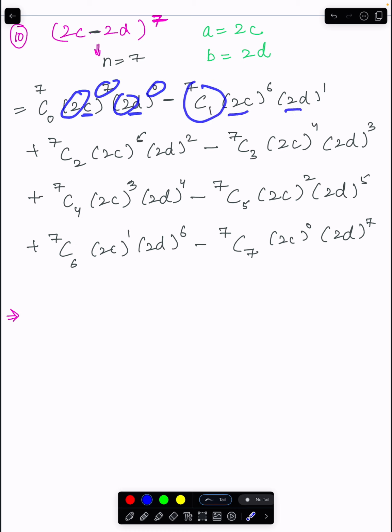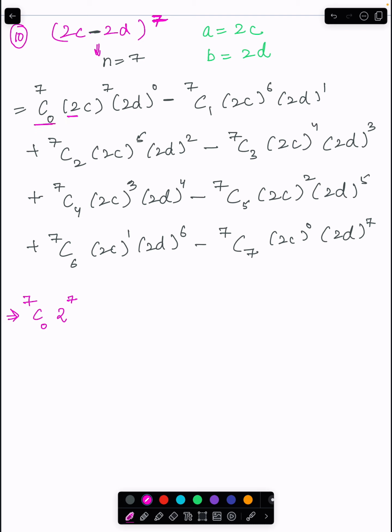I am writing an extra step here for you. You can skip it in an exam, you can use a calculator, but if you are unsure, please make sure you also write this step. So 7C0, 2 power 7. I'm writing only the numbers, okay? This with this, 2 power 0, no need to write. Don't forget the variable C power 7.